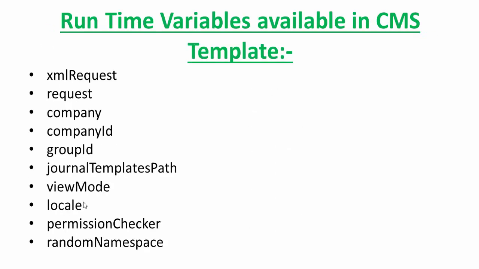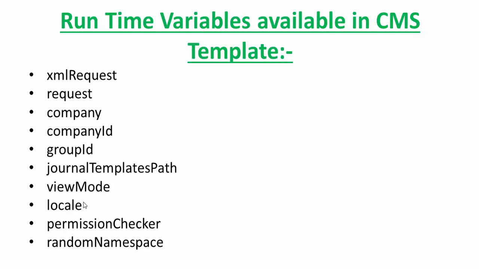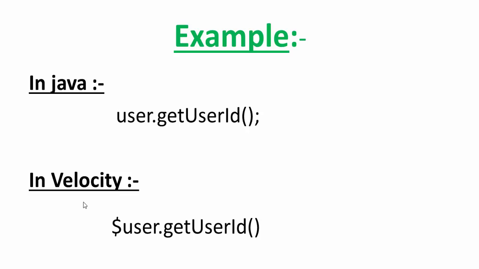If you want to get the username in a theme, you can do it by using the user object, but the user object is not available in templates. So this is the example. In Java, if you want to use the user object and find the user ID, you use user.getUserId. But in velocity, we use a dollar symbol, then the object name and then getUserId. We don't even use any exclamation mark. So let me just show you.